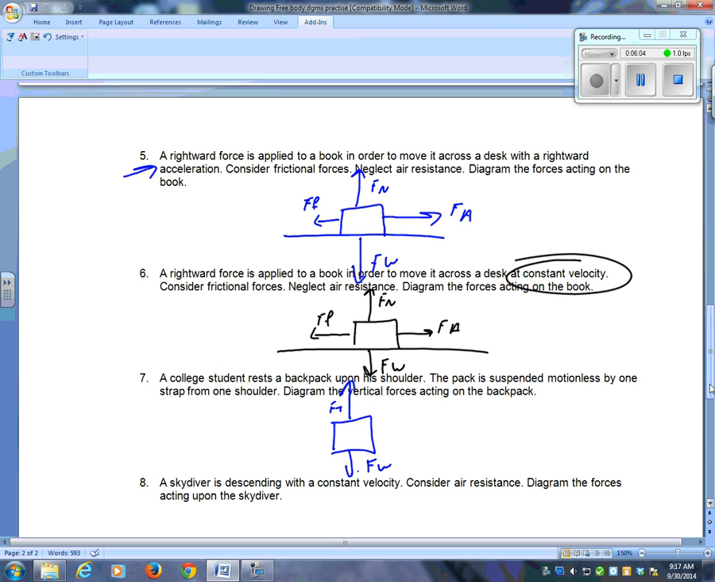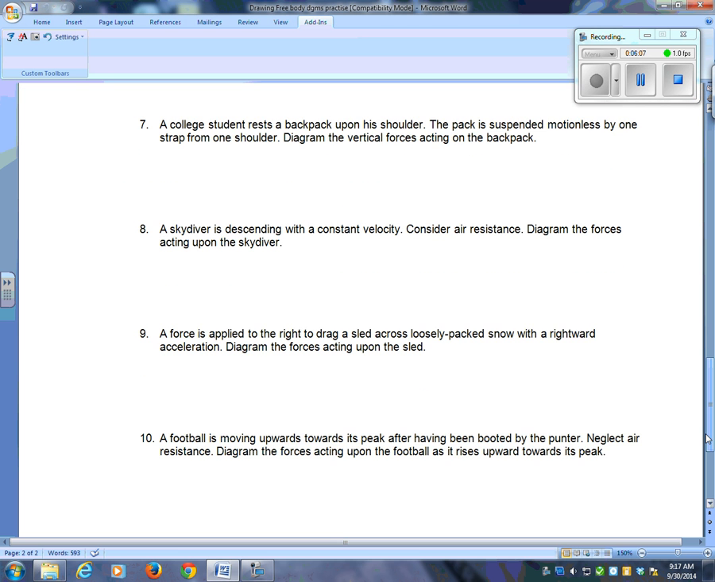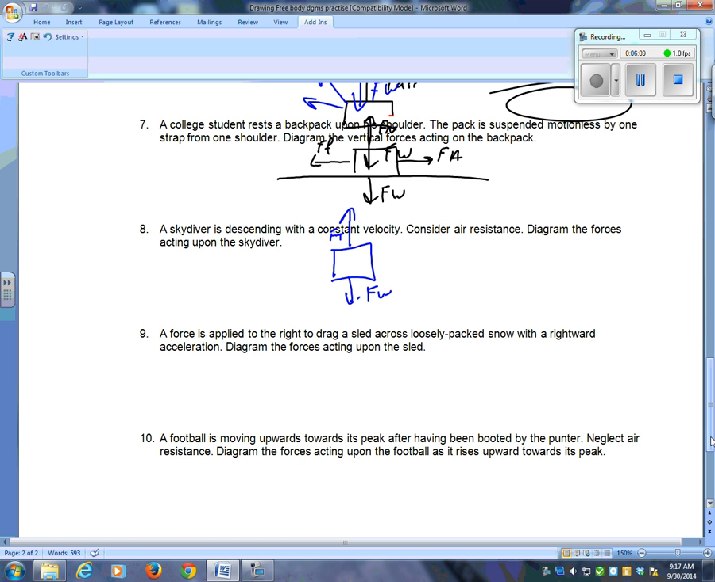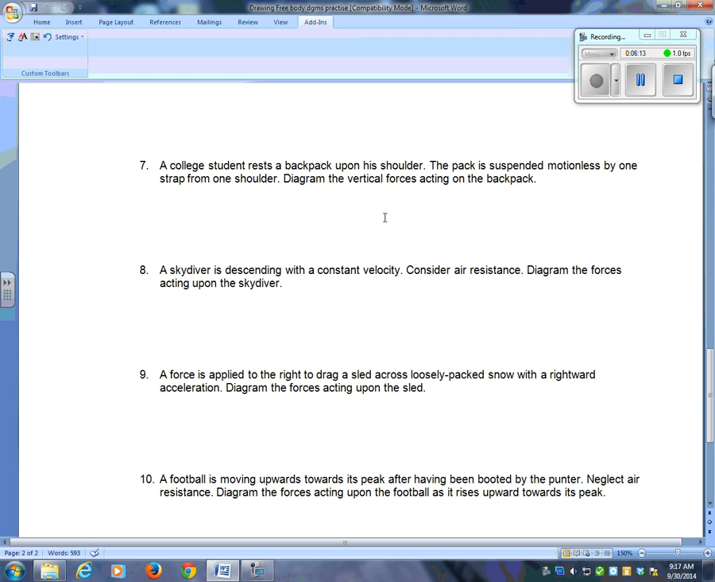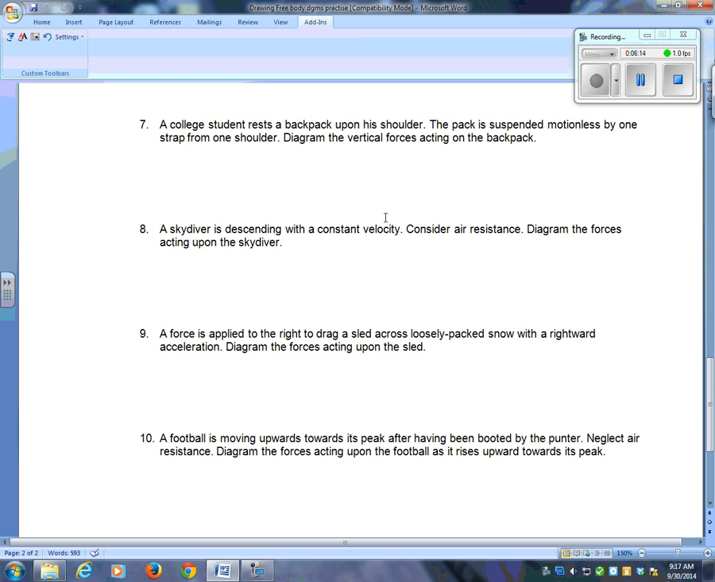Number 8, the skydiver, descending with constant velocity. Consider air resistance. It's going to be exactly the same. Weight force, air resistance, constant velocity.